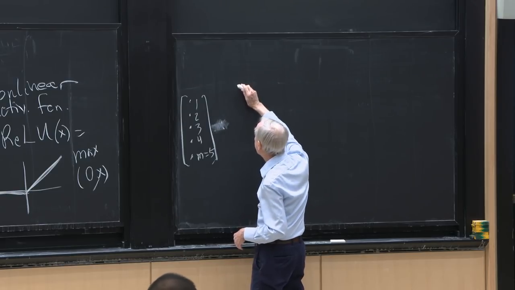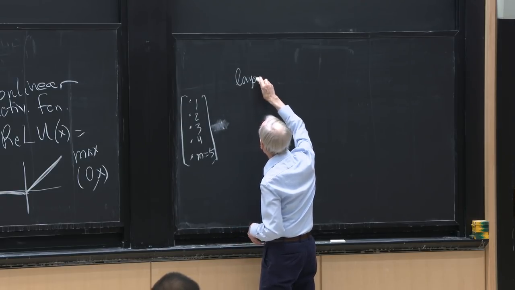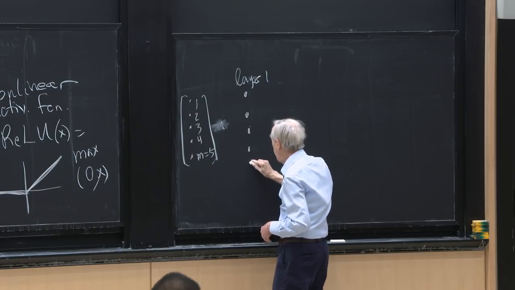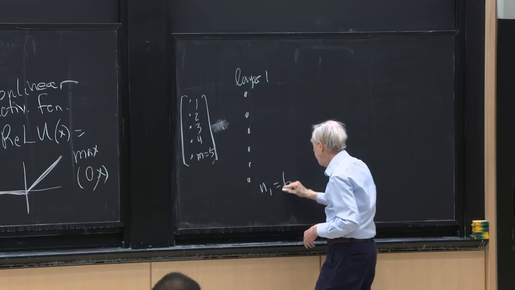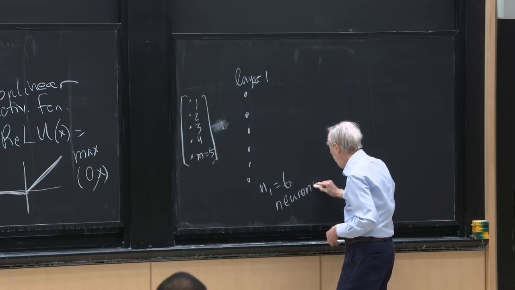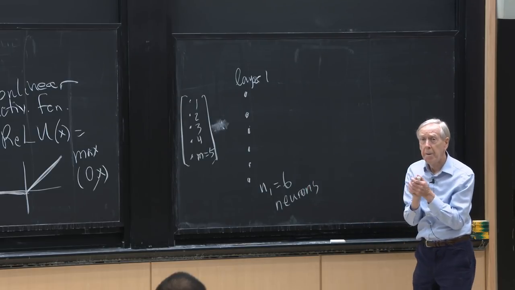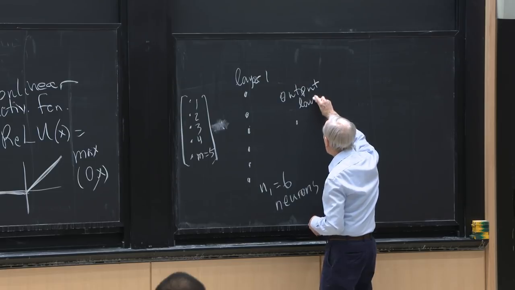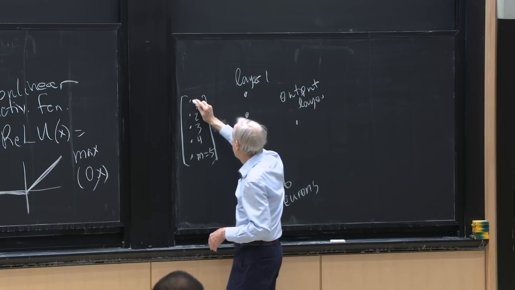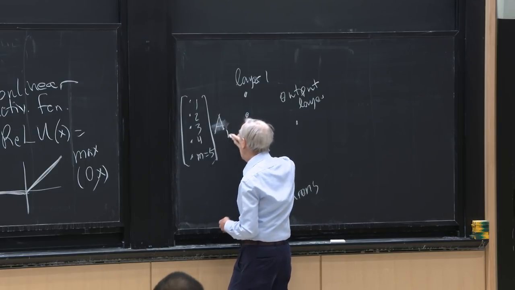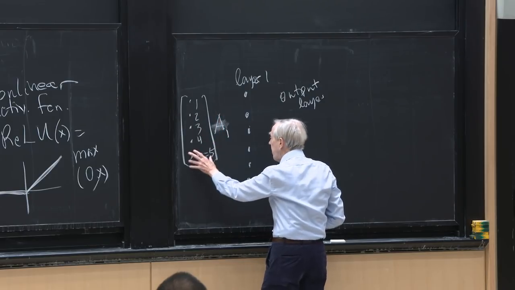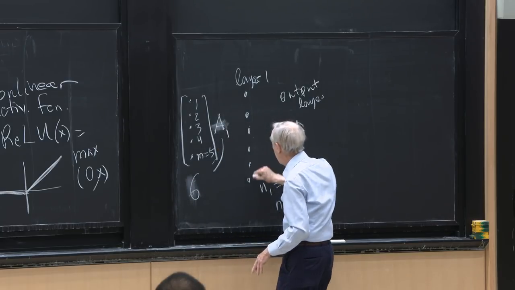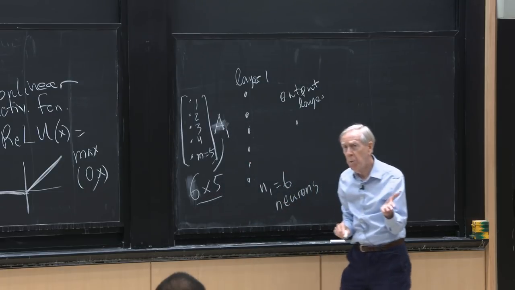Okay, so then we have layer 1 with some number of points. Let's say n1 is 6 neurons. And let me make this simple. I'll just have that one layer, and then I'll have the output. This will be the output layer. And it's just going to be one number. So I'm going to have a matrix A1 that takes me from this, A1 will be 6 by 5, because I want 6 outputs and 5 inputs, 6 by 5 matrix. So I have 30 weights to choose there.